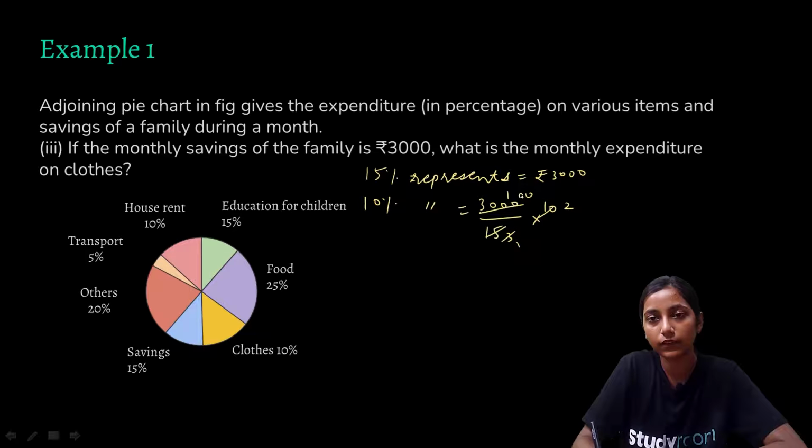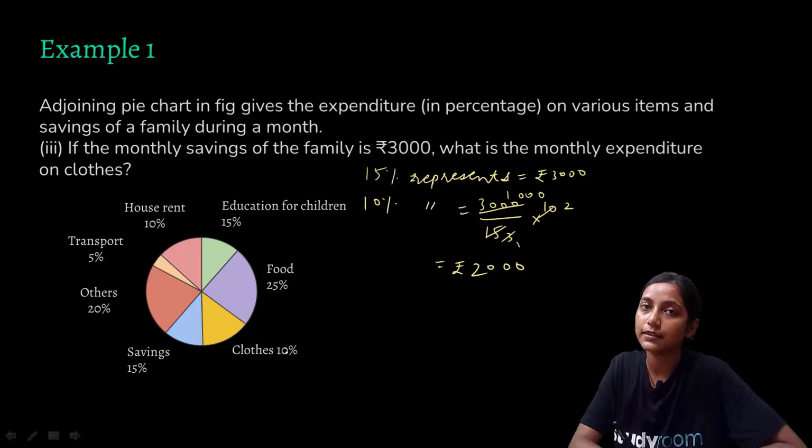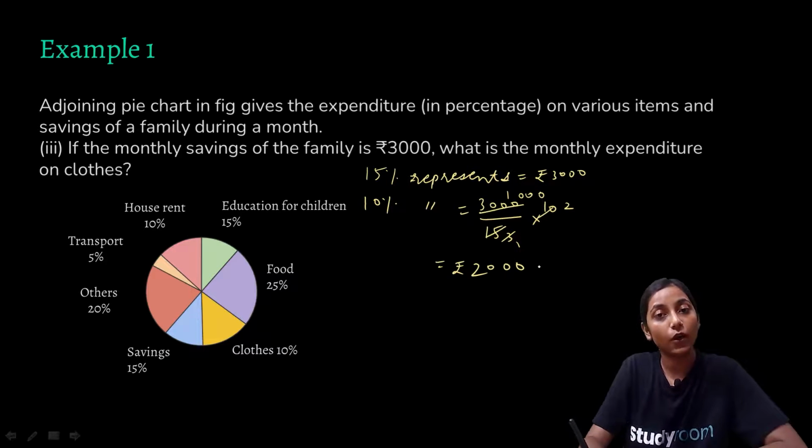This is 1000, and the answer is rupees 2000. So how much is the monthly expenditure on clothes? It is 10% of the total, that is rupees 2000.